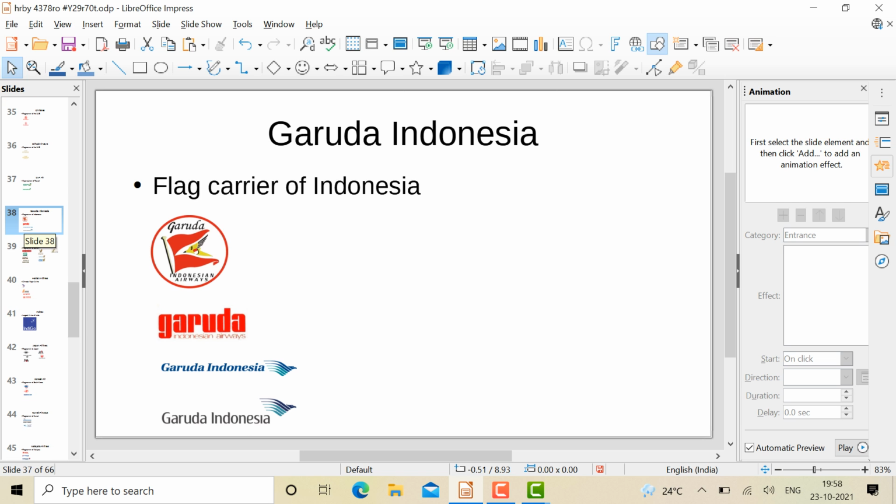And then we have Garuda Indonesia, which is the flag carrier of Indonesia. Garuda Indonesia had this kind of flag, Garuda Indonesian Airways, with an emblem in front of it. In between, it was simplified. The emblem, the flag thing, was removed, and so was the circle. Then the word Airways was also removed, and the emblem was changed. In the fourth and final logo, Garuda Indonesia was changed again. The font was changed.